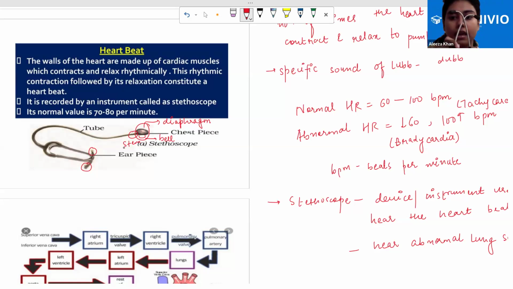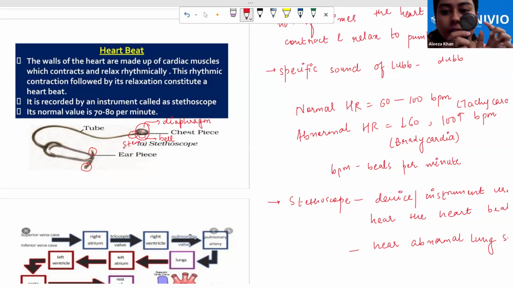And what do you call these metallic areas? Any idea? These are the ear tubes. Just as we are calling them earpieces, these are your ear tubes. Understood? And this is your complete tubing till the chest piece. Till the chest piece, it is the tubing. Understood? Yes, ma'am.